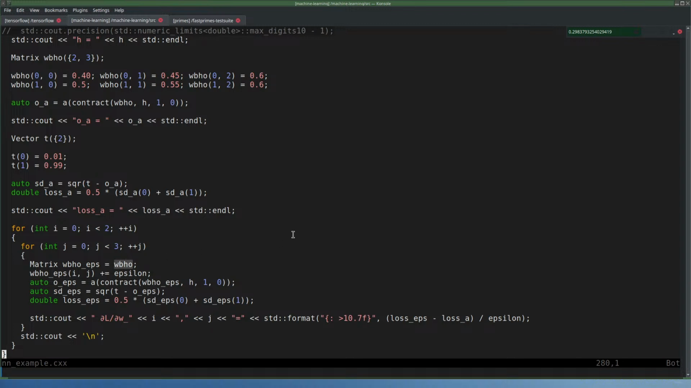So this is the original, and then for each element running over i and j, add a little bit, epsilon small, and I recalculate the loss, and then we print the difference in the loss divided by that epsilon. That is of course not the way you should do it.